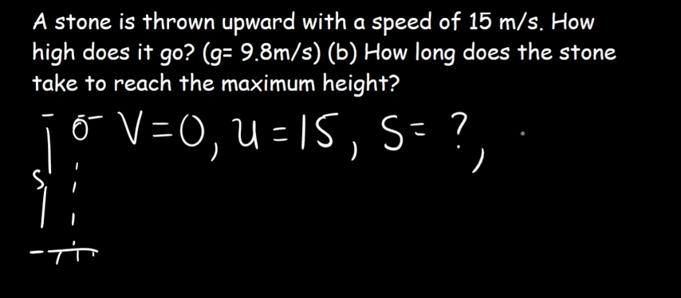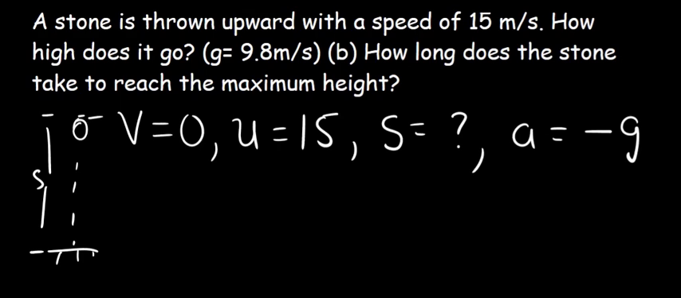And we know that acceleration, when something is thrown up, it is going against gravity. Anytime something is thrown up, it's going against gravity. So we are saying that acceleration will be equal to negative acceleration due to gravity, showing that it is thrown up, it is going against gravity.